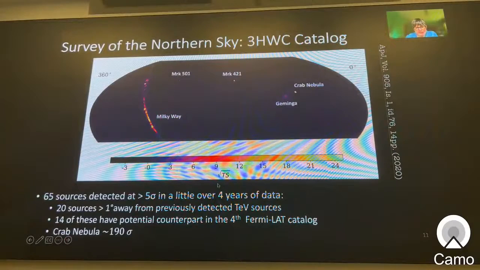The most recent published survey is the 3HWC catalog. It's based on a little over 4 years of Hawk data. In this survey, 65 sources were detected at a significance of greater than 5 sigma. 20 of these sources were away from previously detected TeVPA sources. 14 of these are potential counterparts of the corresponding catalog. And the parameter in this data set was detected as a N190 sigma.